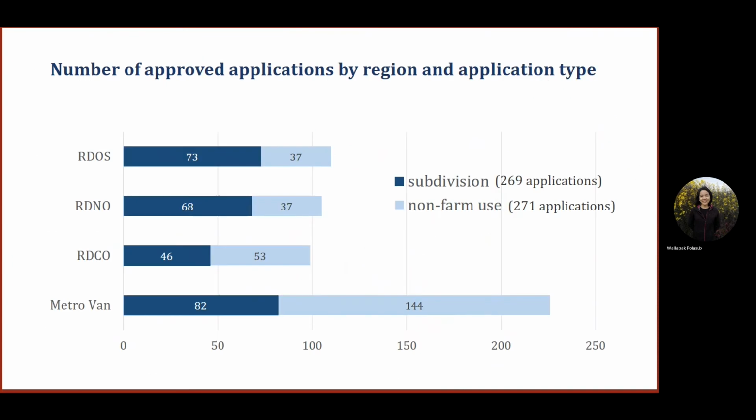This figure shows a breakdown between the non-farm use and subdivision applications. We can see that Metro Vancouver, in the lower bar, has a little bit more non-farm use applications, while the regional districts in the Okanagan seem to have a little bit more subdivision applications for the RDOS, Okanagan-Similkameen, and RDNO, North Okanagan, and the RDCO, Central Okanagan, is pretty similar, with a similar amount of applications between non-farm use and subdivision.